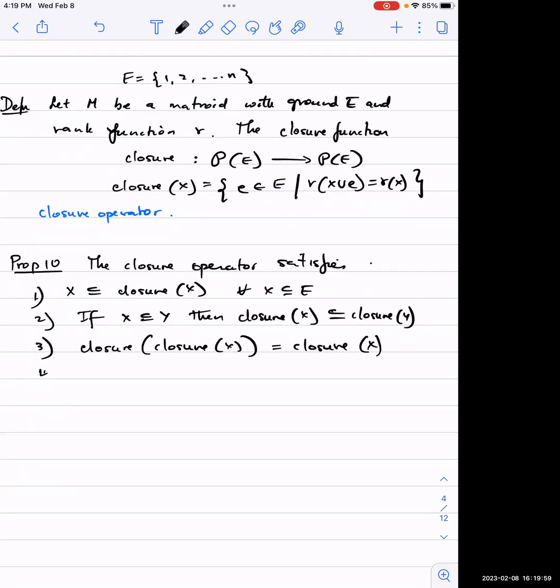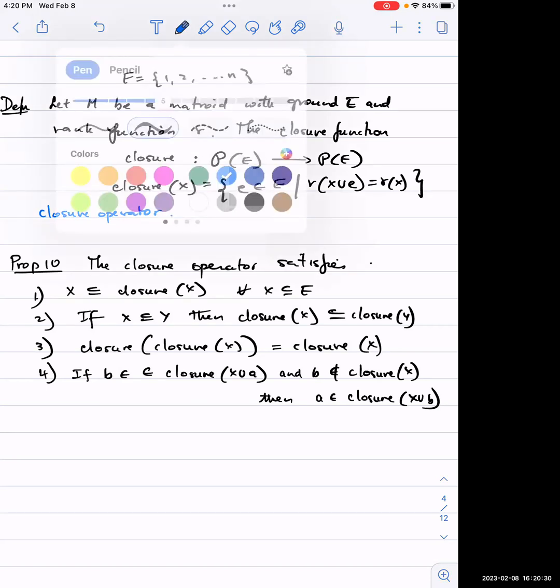And 4, this is the really meaningful one. If b is in the closure of X union a, and b is not in the closure of X, then a is in the closure of X union b. So this is called the closure exchange property.